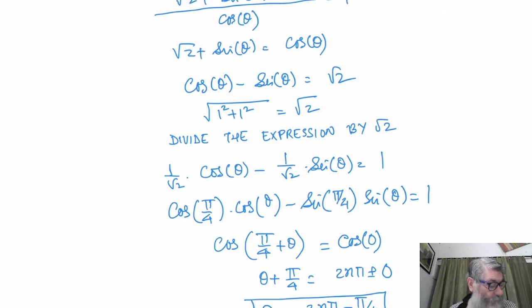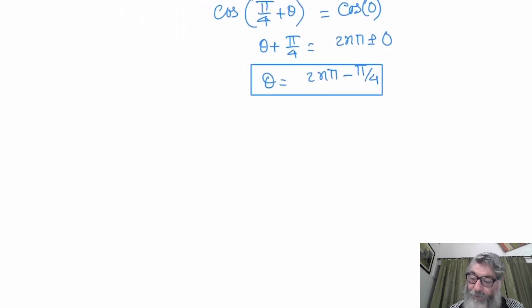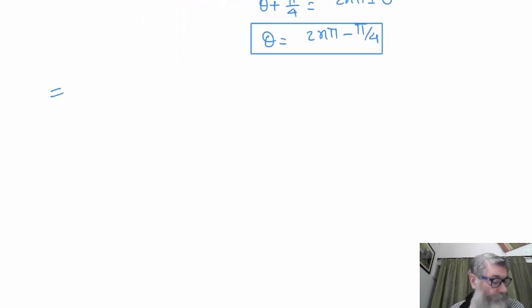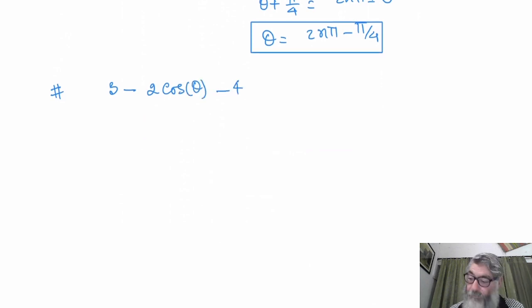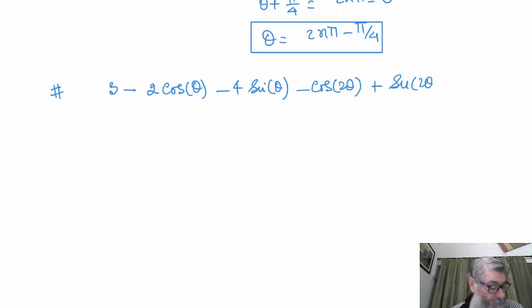Now let us see this question. It is 3 minus 2 cos theta minus 4 sin theta minus cos 2 theta plus sin 2 theta. It's a little long question. Now cos 2 theta and sin 2 theta we are going to convert. Cos 2 theta we can write as 1 minus 2 sin square theta, and sin 2 theta as 2 sin theta cos theta.